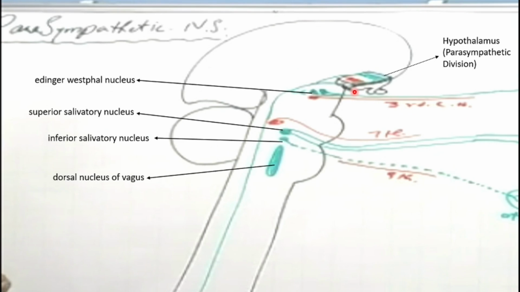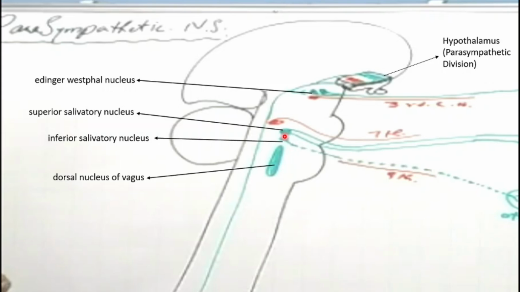And in the case of the parasympathetic nervous system, you know that in the brain we have the hypothalamus, and the hypothalamus has two divisions. One is the parasympathetic division and the other is the sympathetic division. For example, if you are sitting comfortably and you're not experiencing any anxiety, in that case your parasympathetic division of the hypothalamus will be activated. The parasympathetic division, upon activation, will send signals by the polysynaptic neurons to some nucleus which are present in the brainstem.